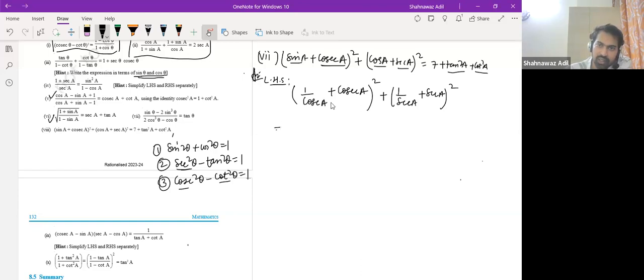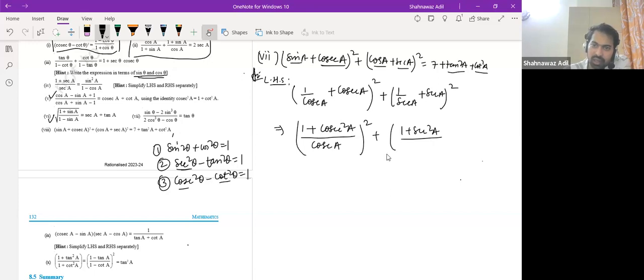So this is 1 plus cosec square A, divided by cosec A whole square, and plus 1 plus sec square A divided by sec A whole square. And this is a whole square. Correct? Is this correct? Yes, sir. So then what can we write? Again, this is 1 plus cosec squared, so we can write this as 2 cosec squared. Okay, and then this is what?